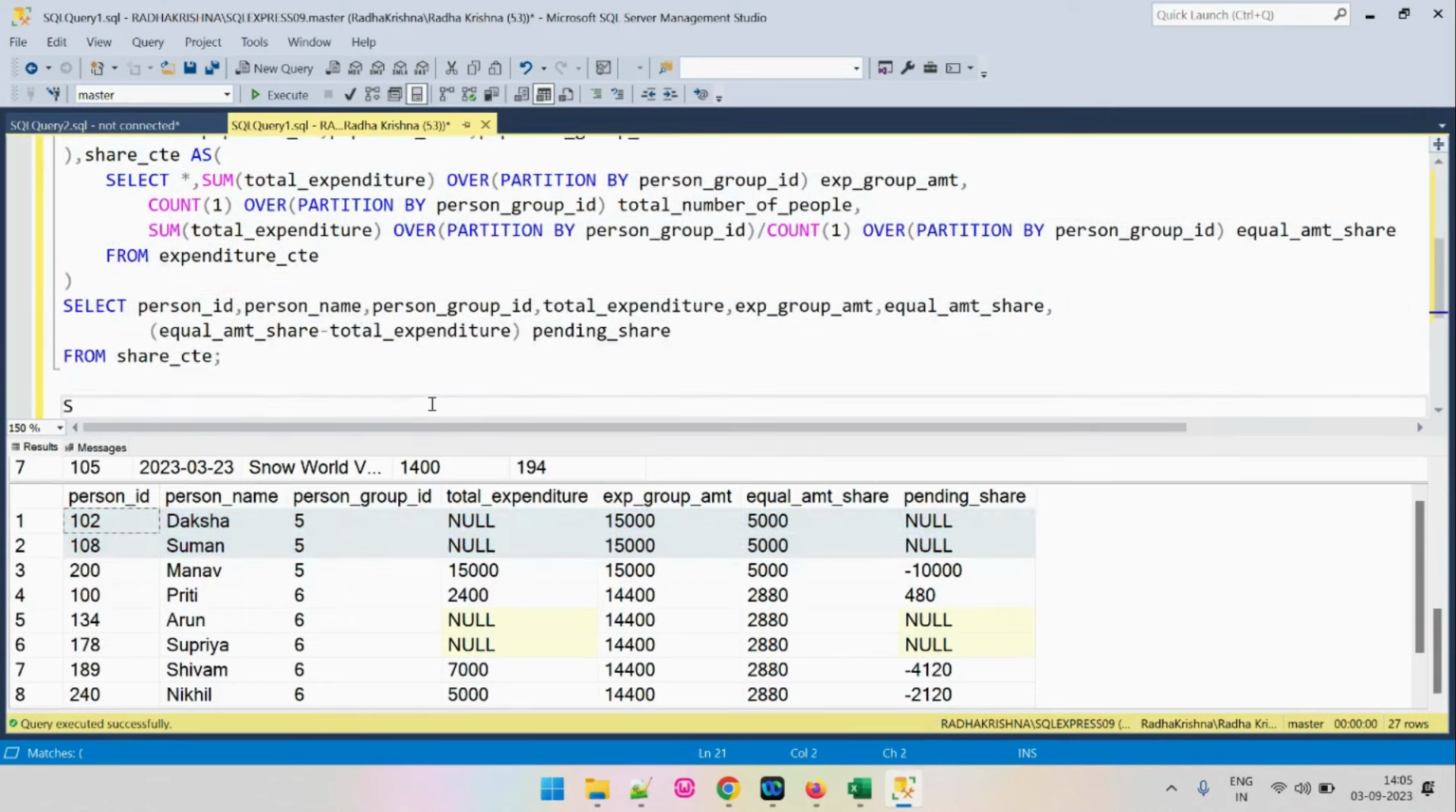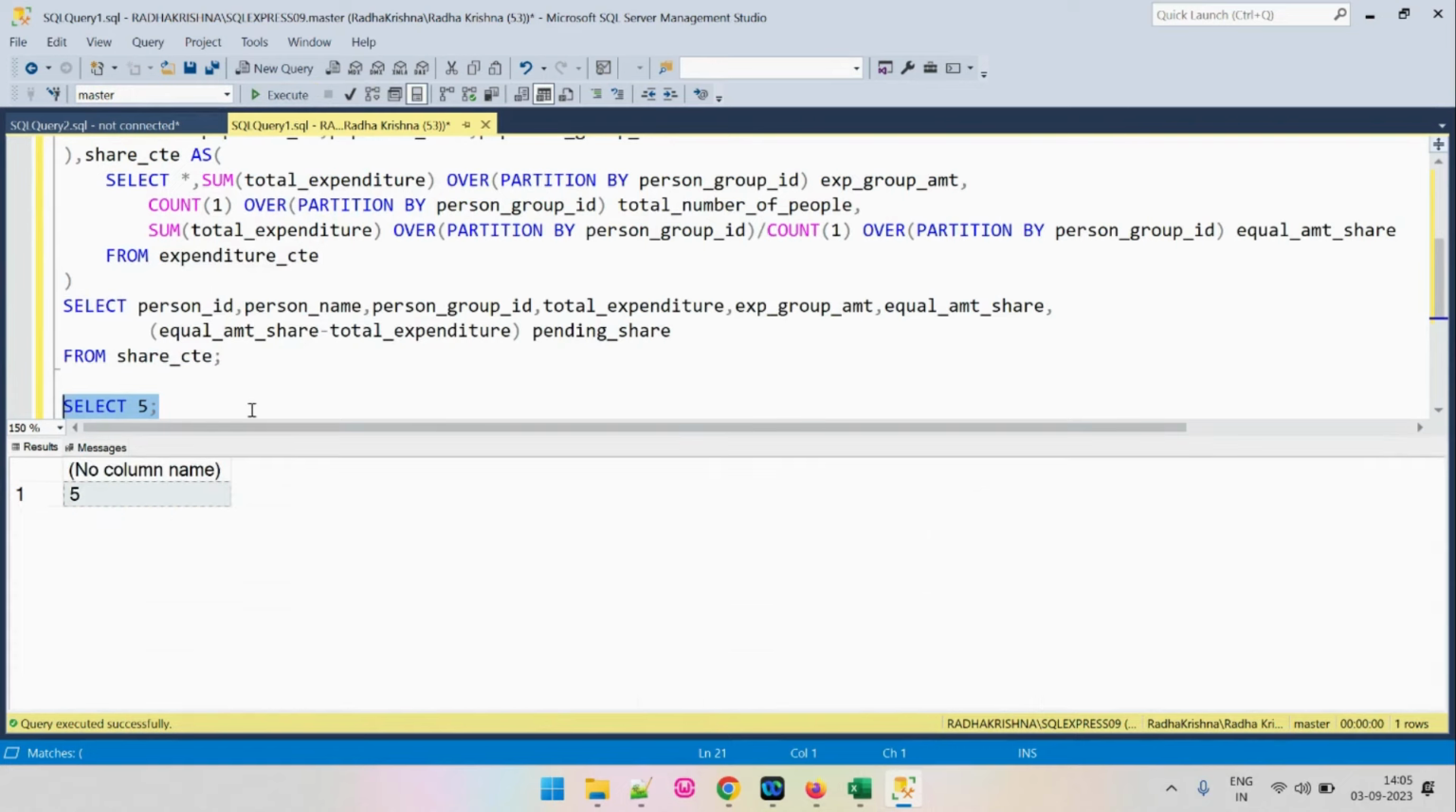Just to show this, say we have this amount as 5. Let's run this. We get 5. Now if we do 5 minus null and we try to see the data, ideally what we are expecting is for it to behave like 5 minus 0.